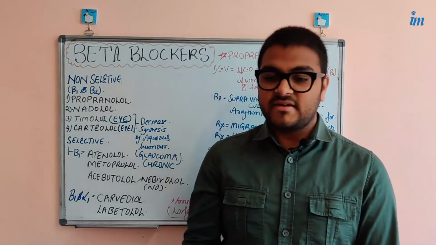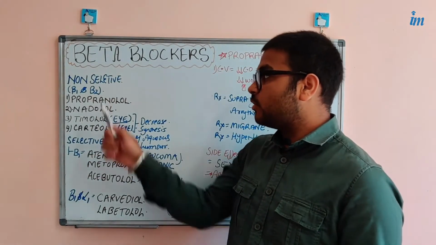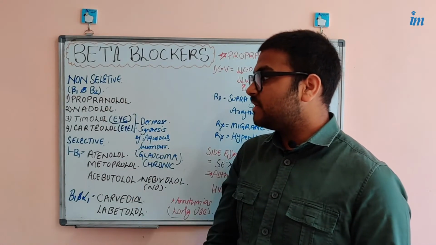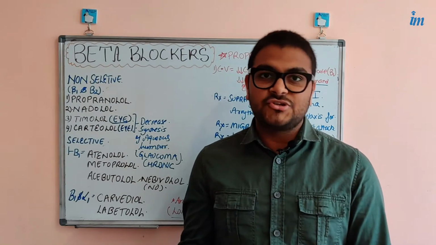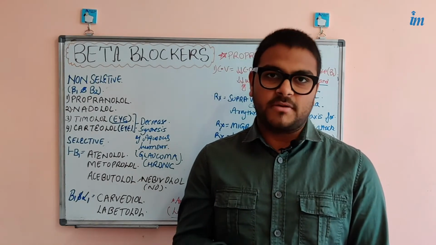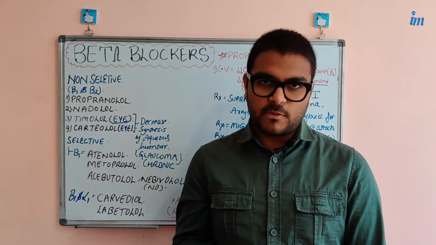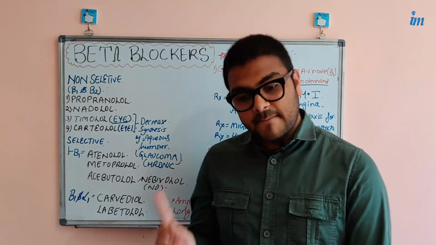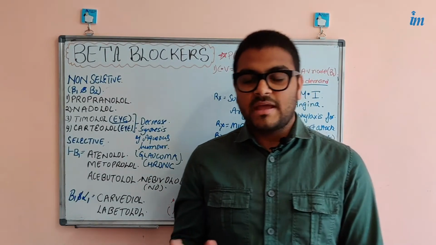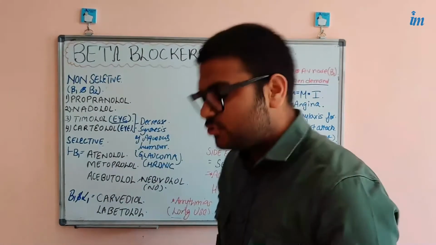So beta blockers are classified into two categories: non-selective and selective beta blockers. Non-selective beta blockers are non-selective in action. They can block both types of beta receptors, that is, beta 1 and beta 2 simultaneously. So the examples should be remembered, and beta blockers are easy to remember.